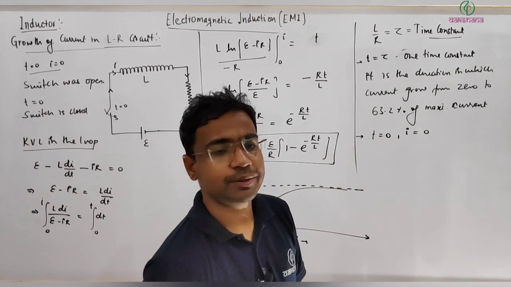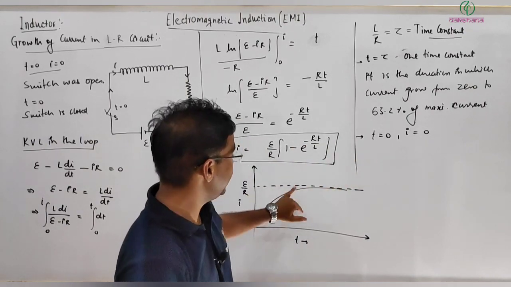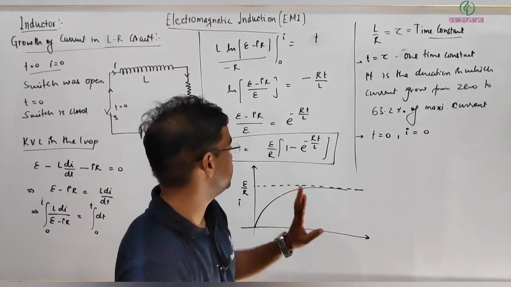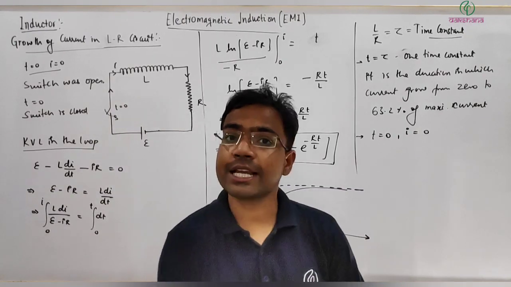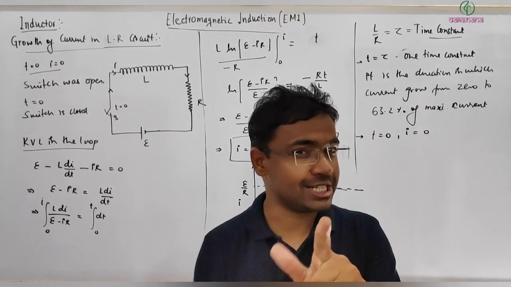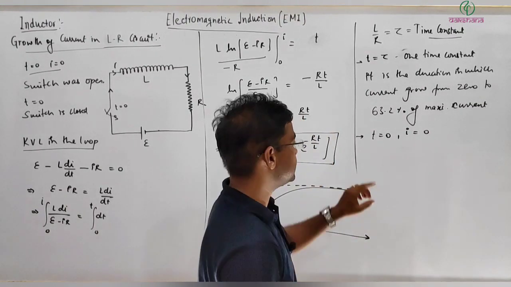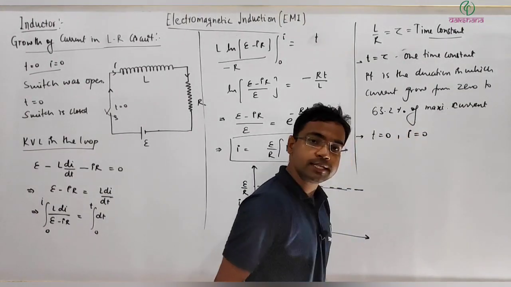What it means, if I look at it logically, is that at t equal to 0, as soon as I am switching it on, the inductor is completely blocking it. It's not allowing any current. Getting it? So that means at t equal to 0, the current through the circuit is 0.